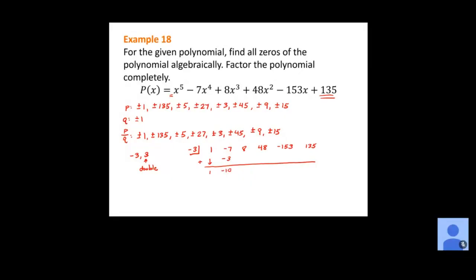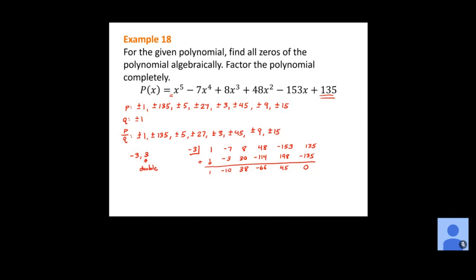I'm just going to go through and do all this. -10 times -3 is 30. 8 plus 30 is 38. 38 times -3, sorry, I'm going to use my calculator, -114. Then we have 48 plus -114. That should give us -66. -66 times -3 should give us a positive 198. 198 plus -153 should give us 45. And now 45 times -3 is -135, and that will give us a remainder of 0.